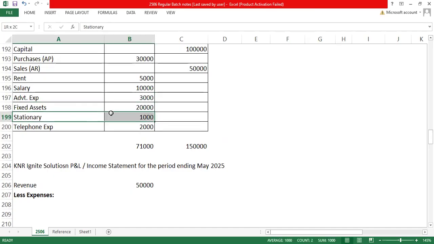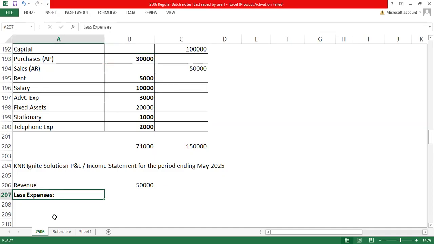So stationery is what I spent. Let me highlight this. Stationery and telephone expenses. These are the expenses that you have spent. So what happens to your purchases? Purchases is also an expense. You spend some money, you purchase some materials. That is only for that period. So this stock you already sold here for 50,000. You are not going to retain this as next month's stock or next year's stock. Now, these are the things that you spend.